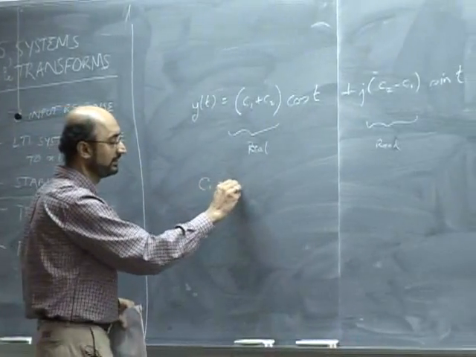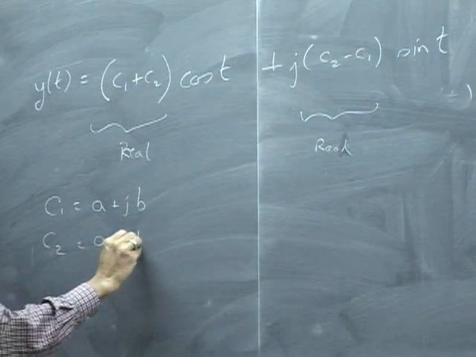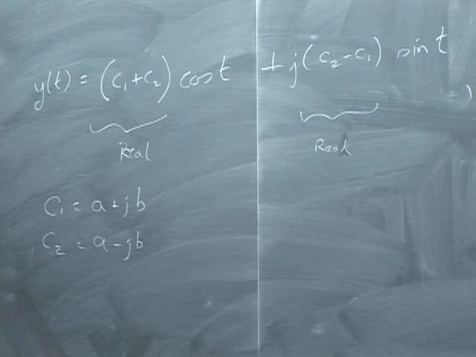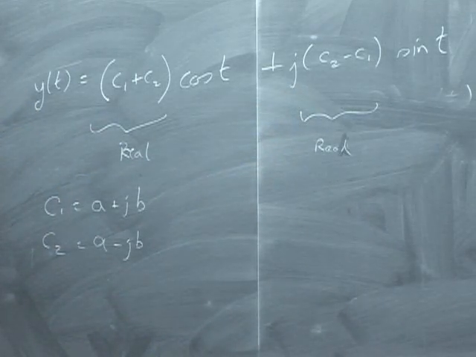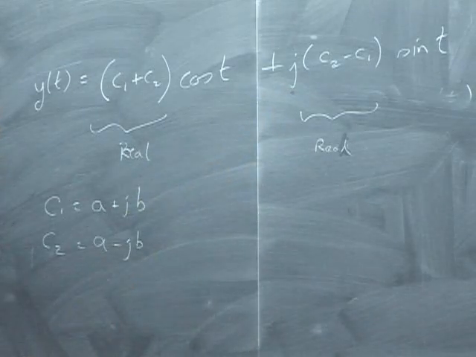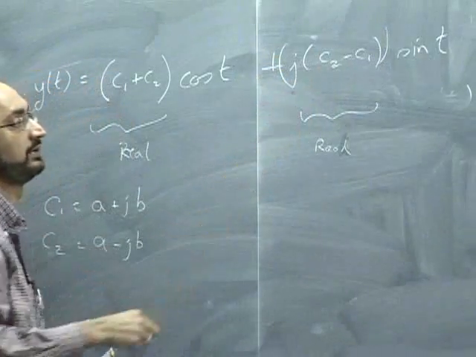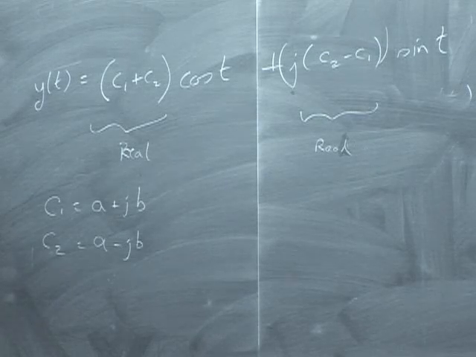So let's just say C1 equals a plus jb, and it will turn out that the only way to get this to work is C2 equals a minus jb. If you don't do it this way, then we're not going to get the fact that C1 plus C2 is real and C2 minus C1 is real. C2 minus C1 is going to be minus 2jb, and then you multiply by the j over there, and you get plus 2b. So j times (C2 minus C1) is going to be real only when C2 minus C1 has no real component. It's going to be pure imaginary, right? Only with a j.